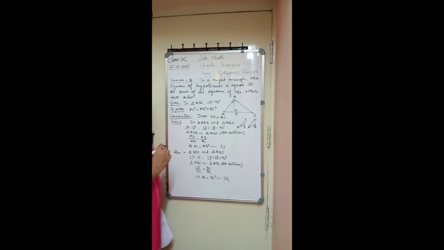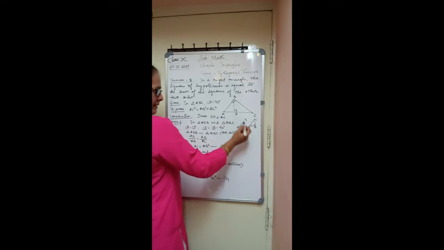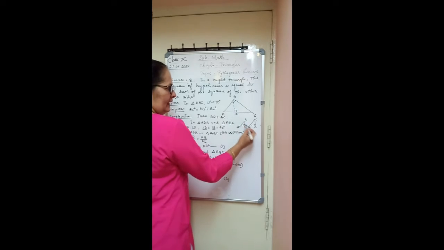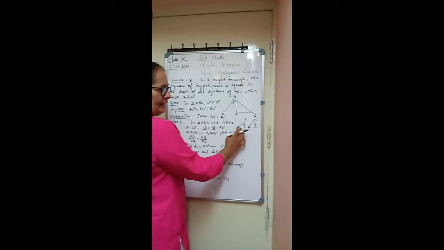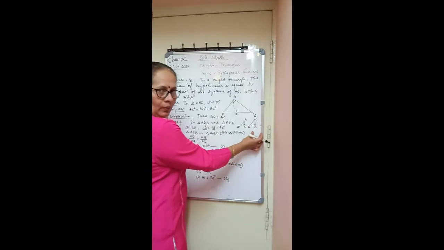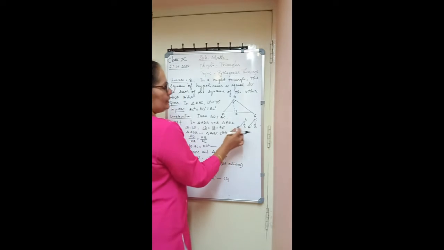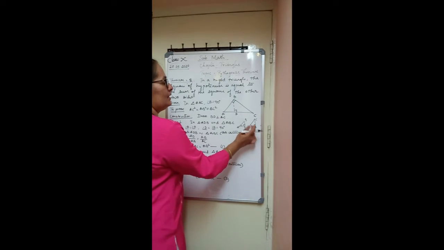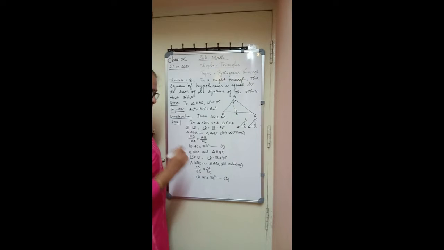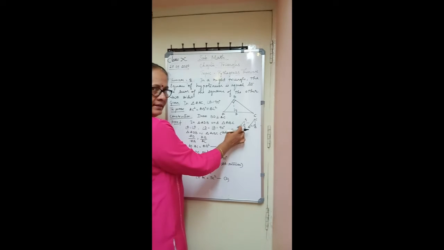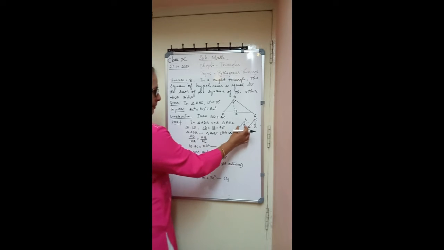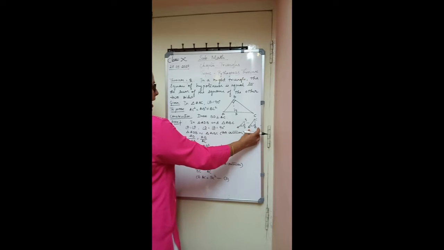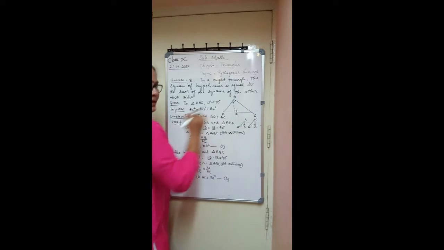Now, in these two triangles, angle A is common for both, and in this triangle D is 90 degrees and in ABC B is 90 degrees. So by AA criterion, two angles of one triangle are equal to two angles of the other triangle, so these two triangles are similar. When these two triangles are similar, their sides are proportional. That is, AD proportional to AB and AB proportional to AC.